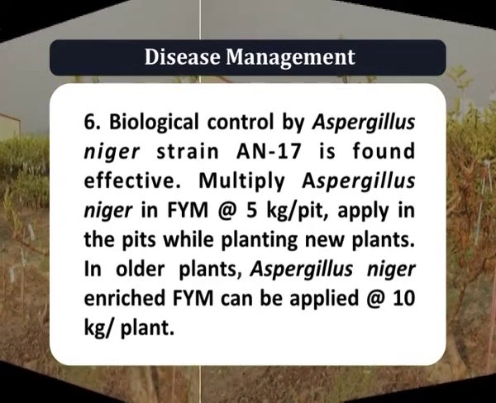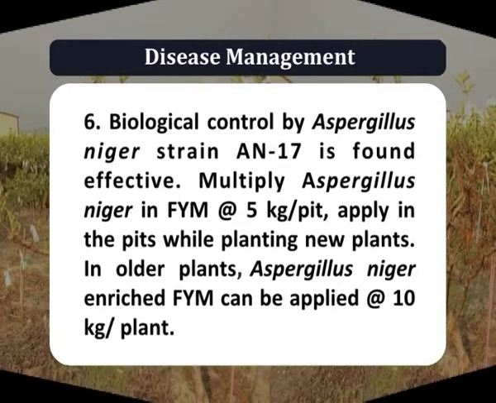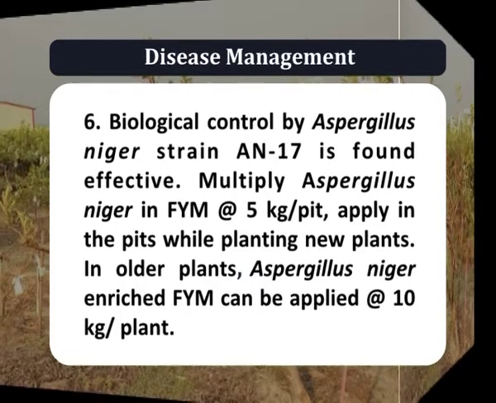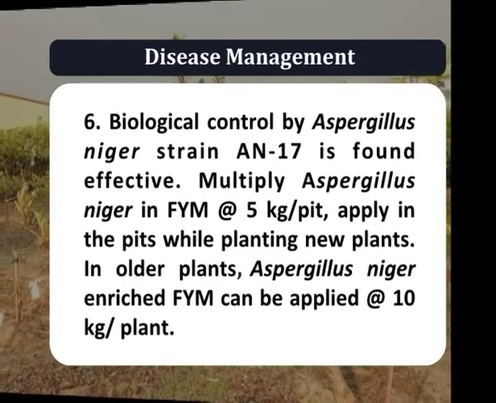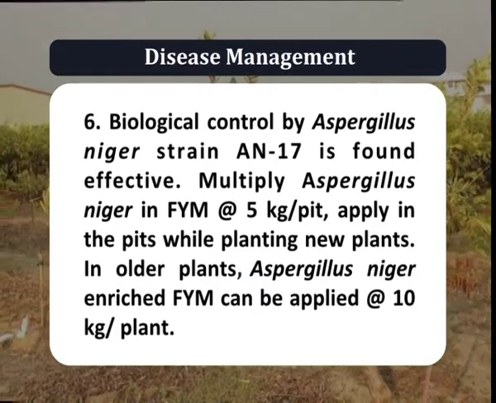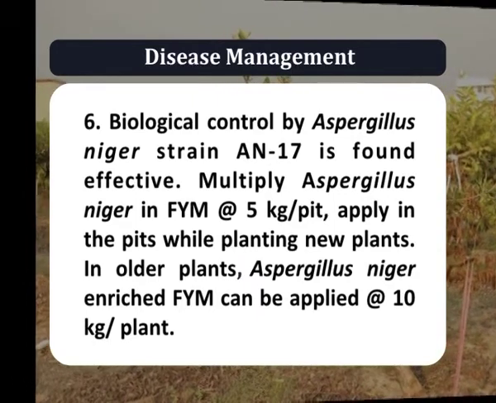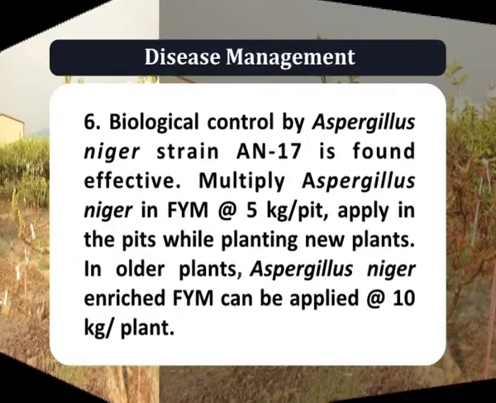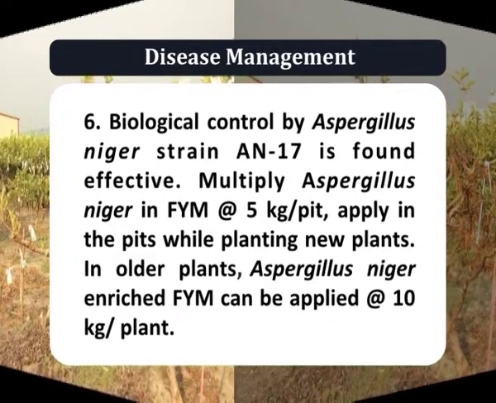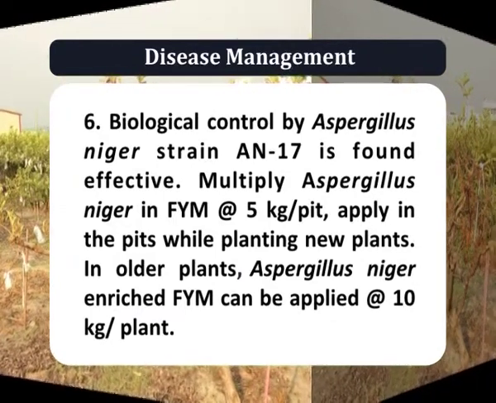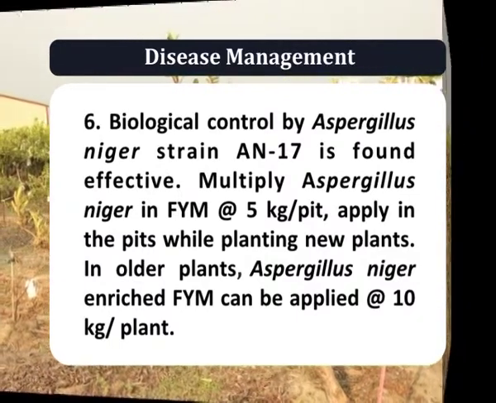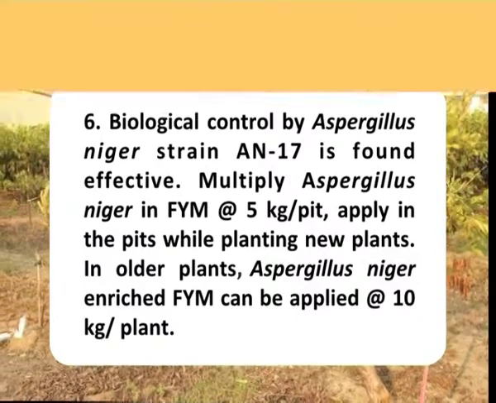Multiply Aspergillus niger in FYM at the rate of 5 kg per pit. Apply in the pits while planting new plants. In older plants, Aspergillus niger enriched FYM can be applied at the rate of 10 kg per plant. So this is all about the wilt disease of guava.